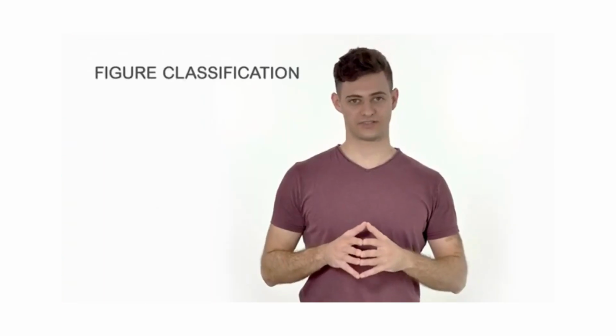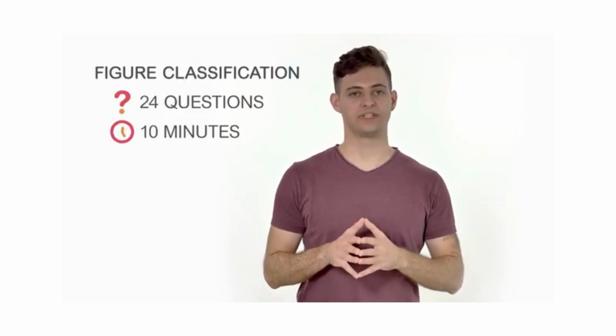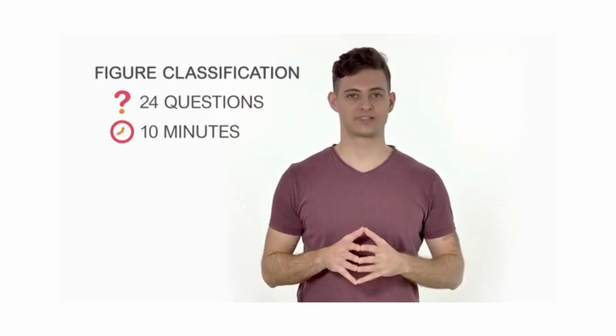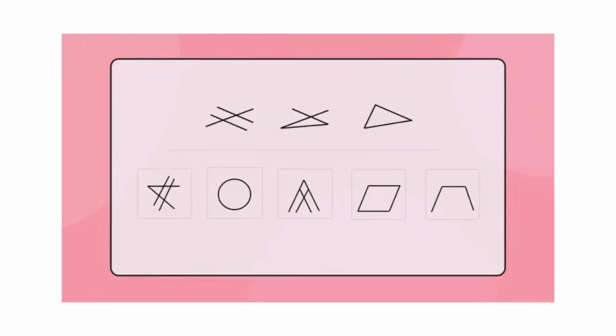The first section is the figure classification section, which contains 24 questions to be completed in 10 minutes. These questions involve recognizing connections between shapes. Here is an example of a figure classification question. Which of the 5 answer choices shares a common characteristic with the 3 figures on top?